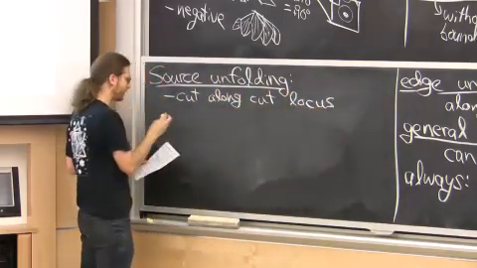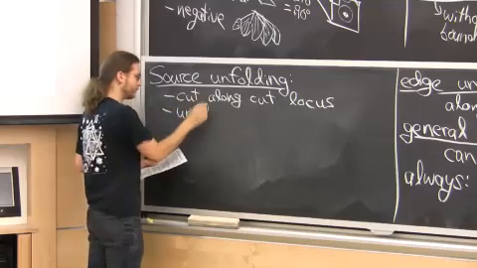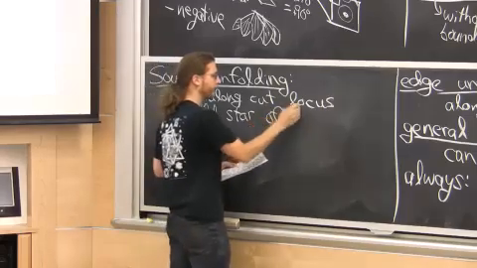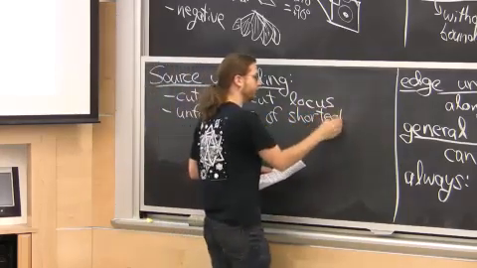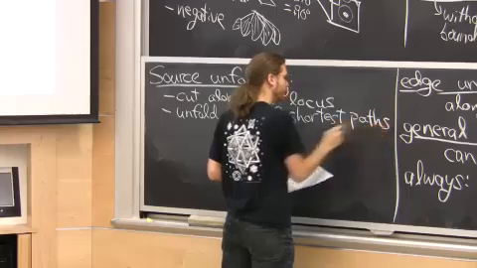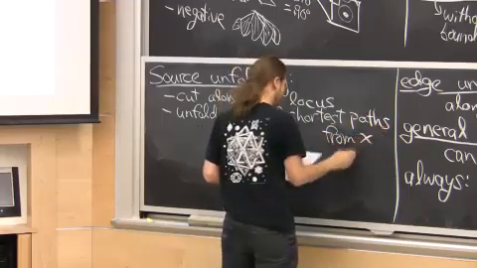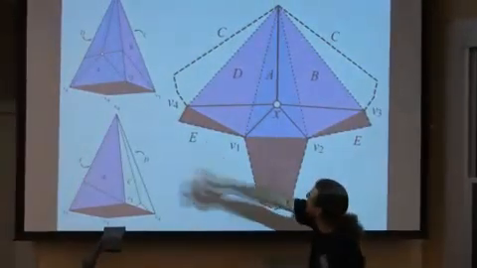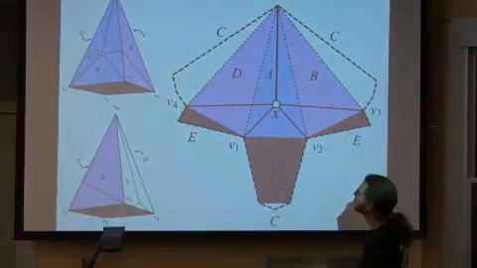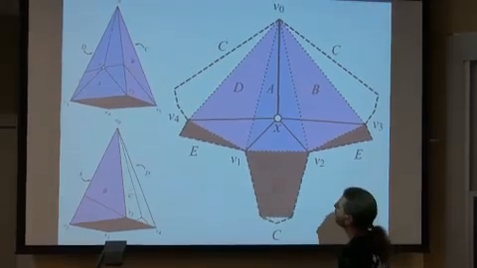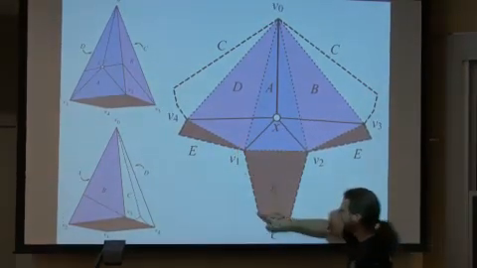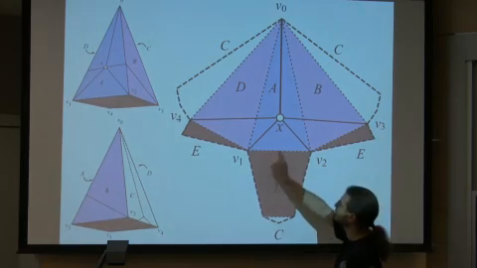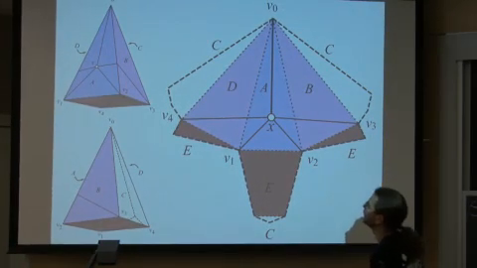Once you have this structure, cut along the cut locus, unfold the star of shortest paths from X. So let's do it for this example. It's the same example on the left. This is the star unfolding. I've just sort of splayed out everything. And so at the boundary, I'm cutting at the dashed part. That's the cut locus. Ignore these little dashed lines. Those are just edges, unfolded.